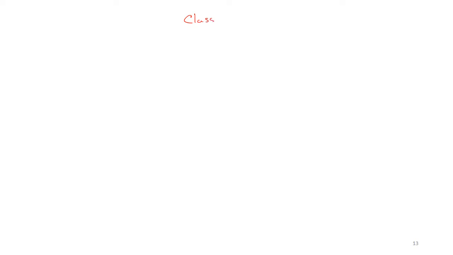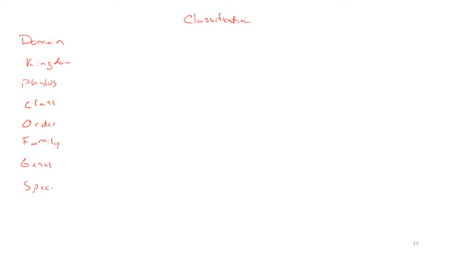Classification. Okay, so classification, we've got domain, kingdom, phylum, class, order, family, genus, and species. Just to point out to you, these seven down here were actually created by a guy named Carl Linnaeus. I believe he's a Swede. He basically came up with this classification system we still use today.